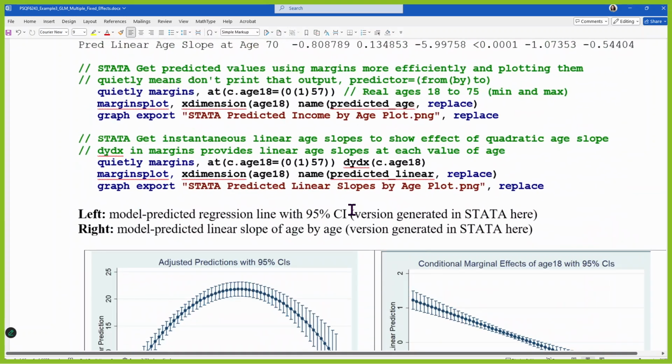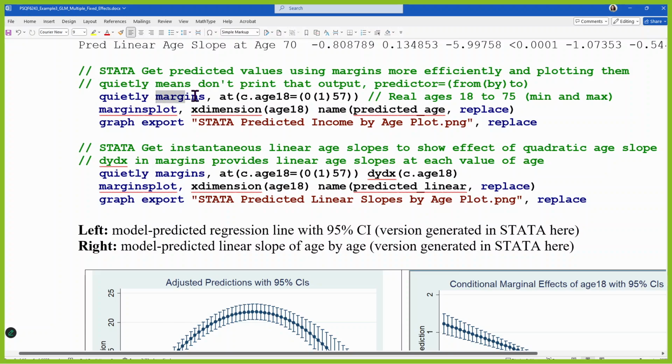So the same thing is done in Stata here. Margins is a command that creates predicted outcomes.